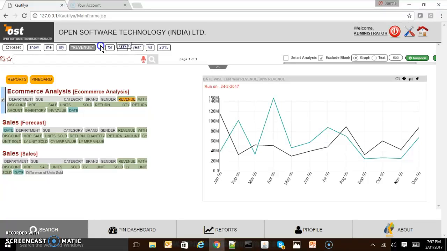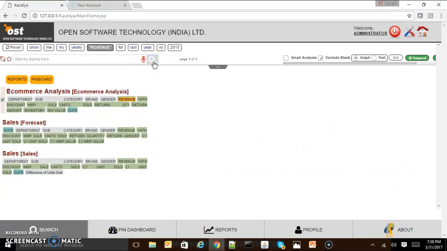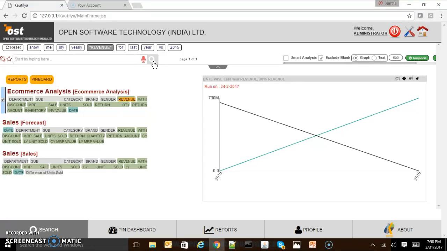So now I'm picking yearly and dragging it to the right place. What is my yearly revenue? So there we go. We have the yearly revenue also being shown to us over here. Take this out now and let me go ahead and take these out.